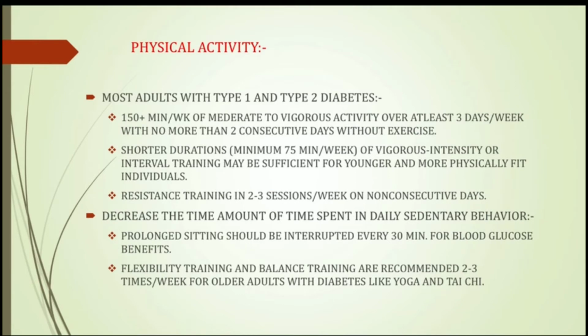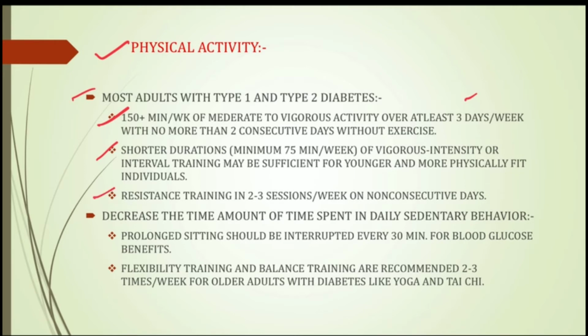So after patient education about diabetes and nutrition, now we will talk about patient education about physical activity or exercise. An adult with type 1 and type 2 diabetes mellitus must have moderate to vigorous activity of at least 150 plus minutes per week over at least 3 days per week, with no more than 2 consecutive days without exercise. Shorter durations, like a minimum of 75 minutes per week of vigorous intensity or interval training, may be sufficient for younger and more physically fit individuals.